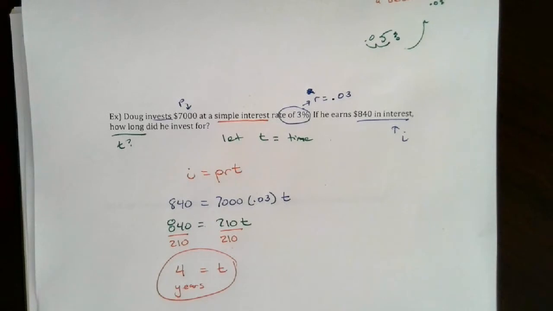So keeping that in mind, other problems you might see like this may give you 3 of the 4 parts, but they may not give you time. They could give you everything but the rate, everything but the principal, or everything but the interest, and you'll have to find that by substituting into the formula.